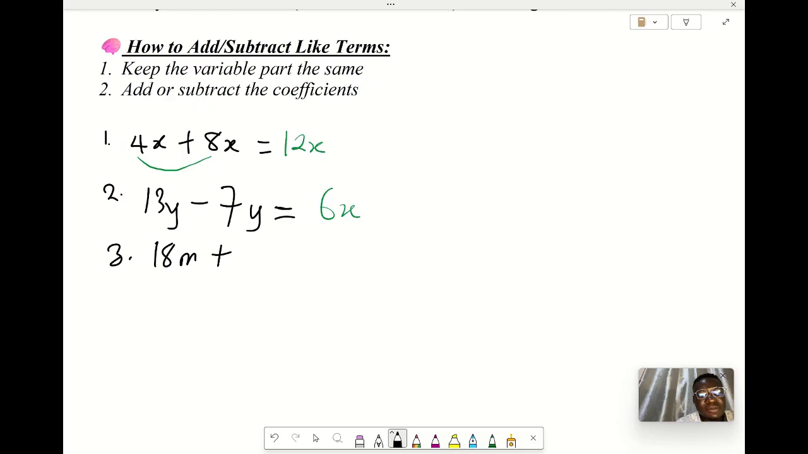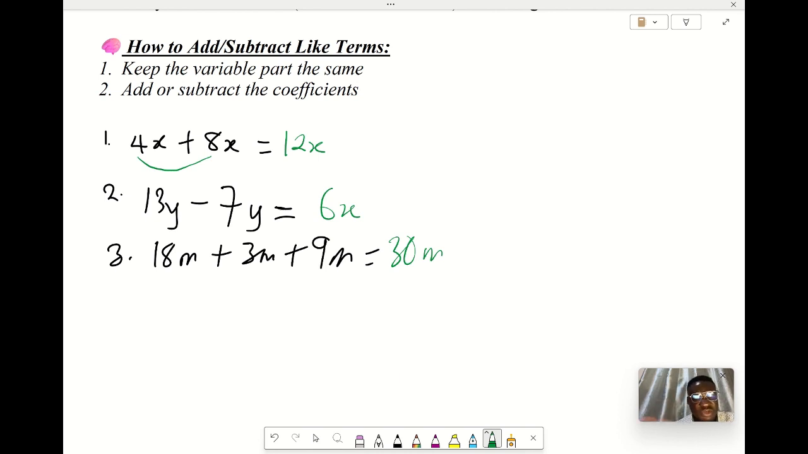18m plus 3m plus, let's say, maybe 9m. What is this going to give us? We can add 18 plus 3, making it 21. Then 21 plus 9 equal to what? 30. Then we add the m to it. Therefore, we have 30m, and that is the answer.